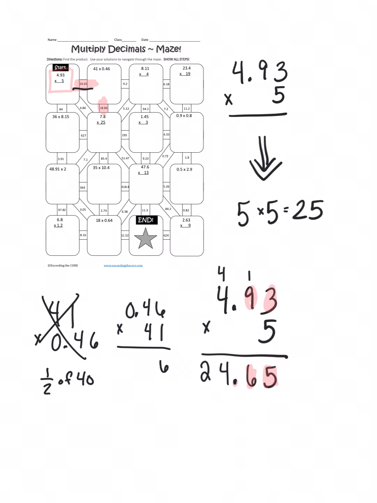6 times 1 is 6. 1 times 4 is 4. And 1 times 0 is 0. Now I need to put 0 as my placeholder and cross out my 1s. 4 times 6 is 24. Put down the 4 and carry the 2. 4 times 4 is 16, plus 2 more is 18. Put down the 8 and carry the 1. 4 times 0 is 0, plus 1 more is 1. Now I add my 2 partial products. So I got 18 and 86/100. So my second estimate was accurate.